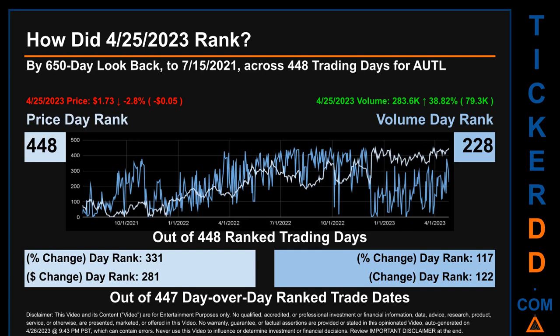The line graph overlays price and volume's daily ranking, as shown respectively in light versus dark blue, across those target days' trading days. In this view, essentially the dips are good whereas the spikes are bad. The price's day-over-day percentage change, dropping -2.8% on April 25, 2023, had a day rank of 331 while its dollar difference of -5 cents had a rank of 281 when compared day over day across 447 trading days. Volume's percentage change and difference were ranked respectively at 117 and 122.